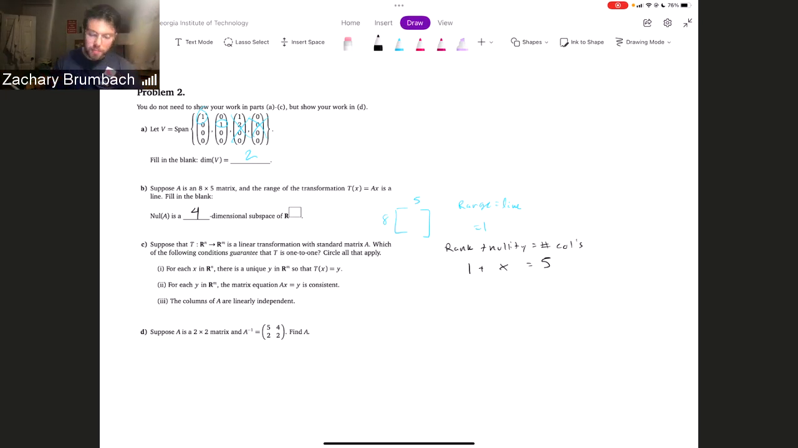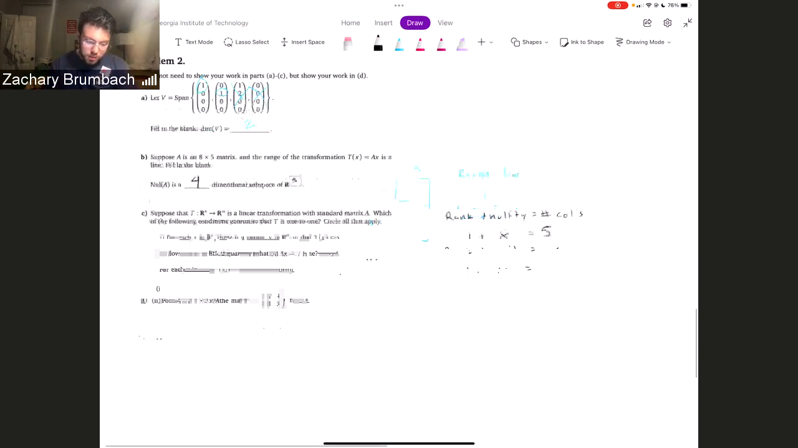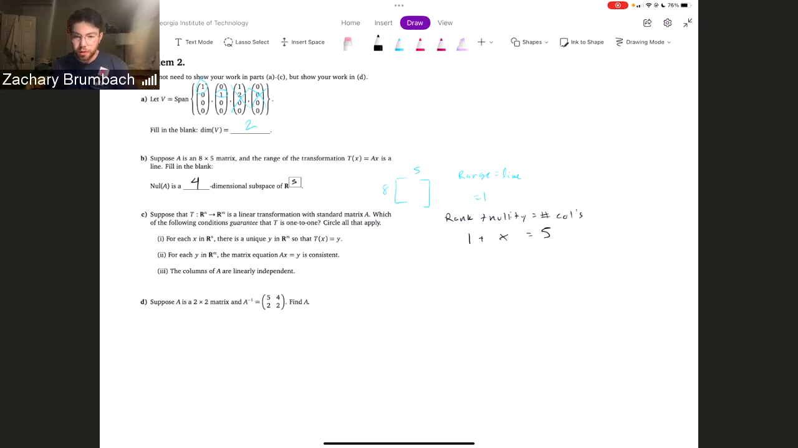The null space is a 4-dimensional subspace of, where does the null space live? It lives in the number of columns, like solution sets do. So it's in R5. Okay. So C talks about onto and one-to-one.